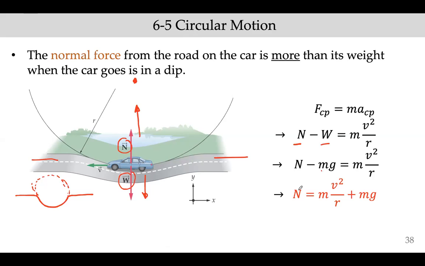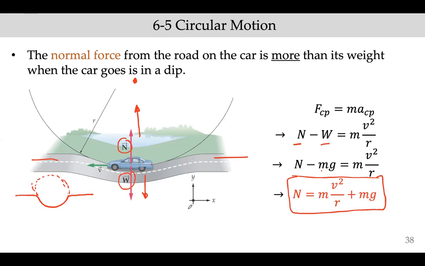So weight is mg. Now we got this equation. And if you solve for normal force, just put mg on the other side with the positive sign. So the normal force becomes this one. And in fact, we showed here what is expressed in the statement. The normal force from the road on the car is more than its weight when the car goes into a dip. It's really the case.